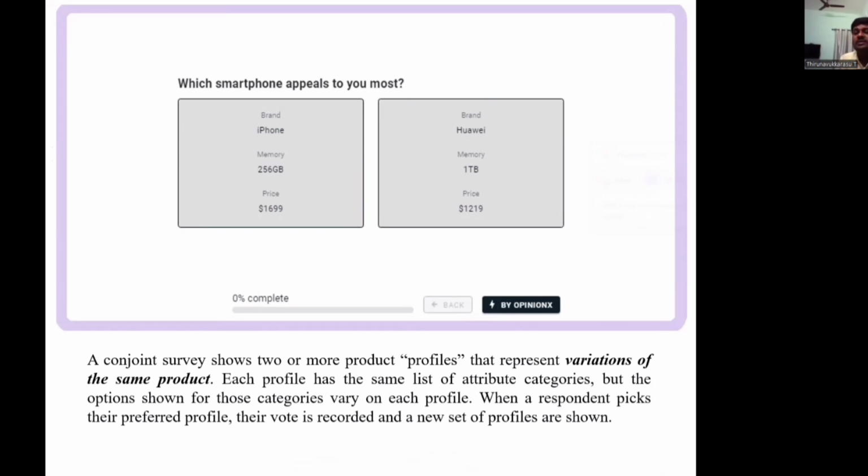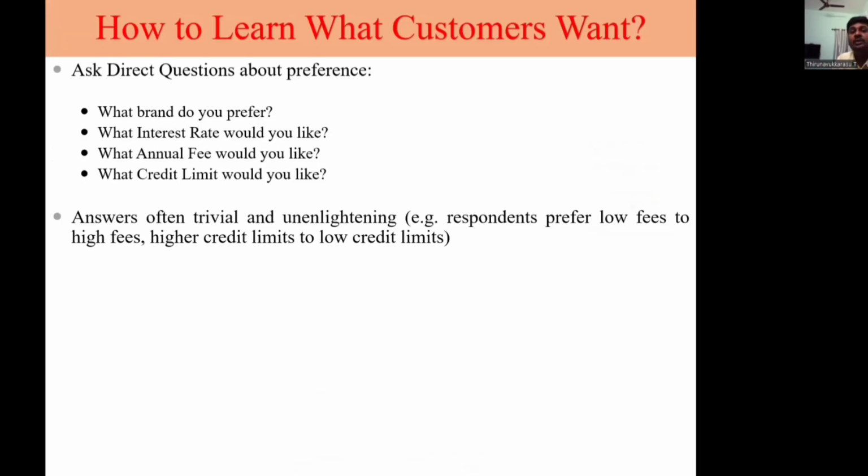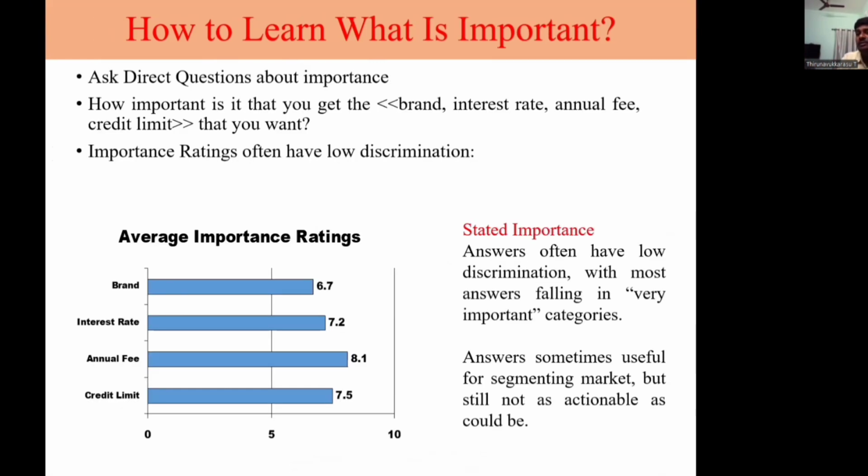The conjoint survey has two or more product profiles that represent variations of the same product. Each profile has the same list of attribute categories, but the options in each category vary for each profile, right? Conjoint analysis learns the preference for the brand, rate of interest, annual fee, and credit limit. This is about comparing by the consumer for credit cards. Finally, for the credit card, a high percentage of importance is the annual fee.